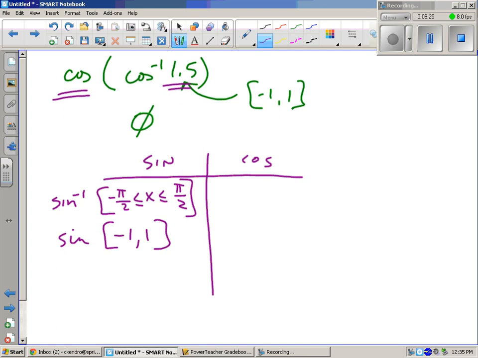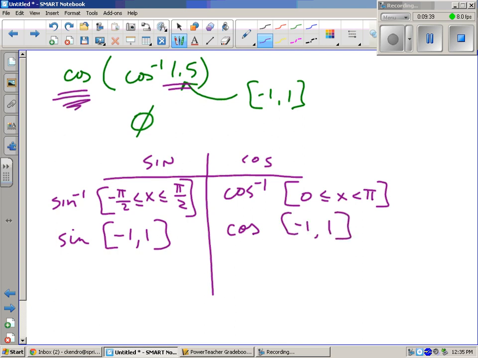For cosine, if you have inverse cosine, your answer is supposed to be between 0 and pi. But if you have regular cosine, like we did here, for the last thing you're going to do, your answer should be between -1 and 1. If it's not, then you have an empty set. You have no solution. Okay?